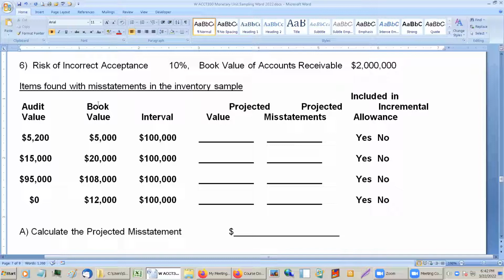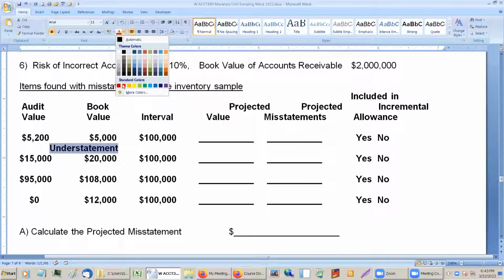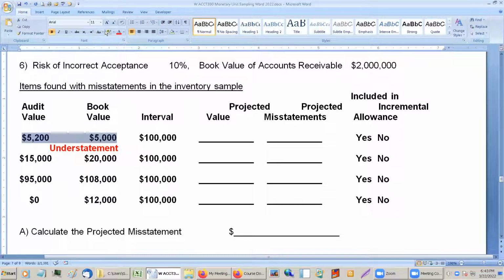Divided by 5,000 by the book value. Normally I would say yes, normally I say yes. This one we're going to ignore because this one we're not supposed to be able to find. This is an understatement. So normally you would do the ratio estimation thing, but this one is an understatement. So this one we're not going to do anything with. The rejected misstatement is 0, and it's not really a misstatement at all.